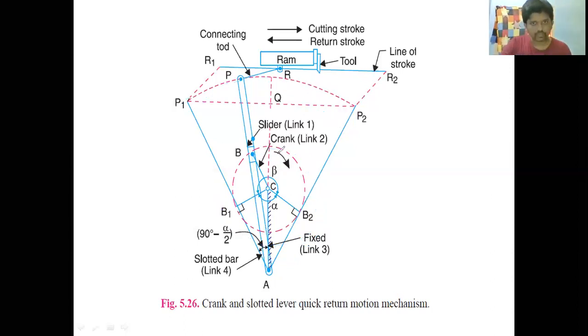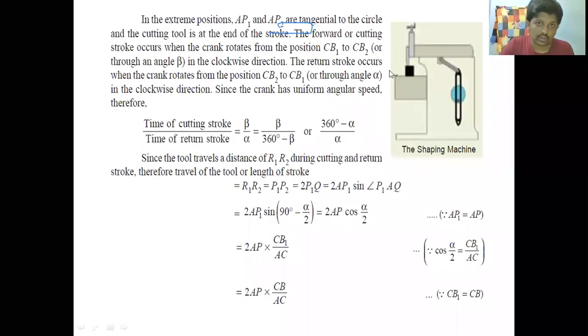Now if you see, I think you are clear. R1, R2 is the line of stroke. The cutting stroke is in this direction. The return stroke is in the opposite direction. If you see the angles part, I'll explain it. We have an angle beta here. What is this beta? What is this alpha? We should see what exactly those beta and alpha meant there. Right. Now in the extreme positions AP1 and AP2, the oscillating AP1 and AP2 are the tangentials of the circle, and the cutting tool is at the end of the stroke. That means these two will be the tangentials of the circle.